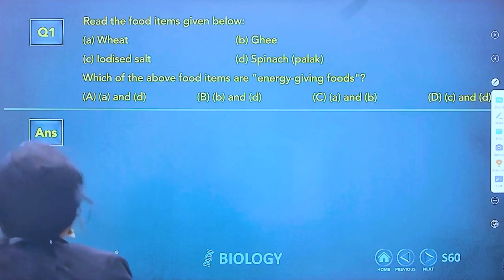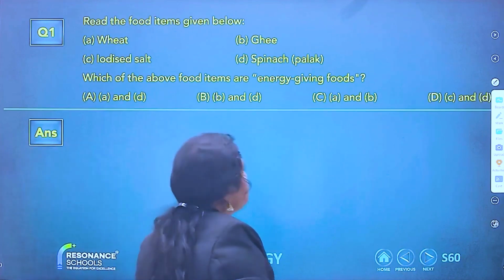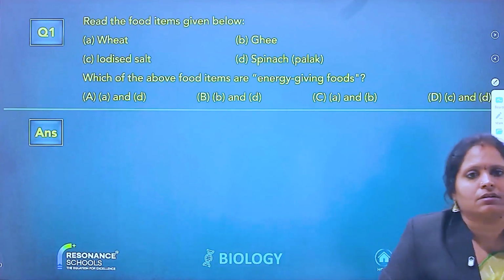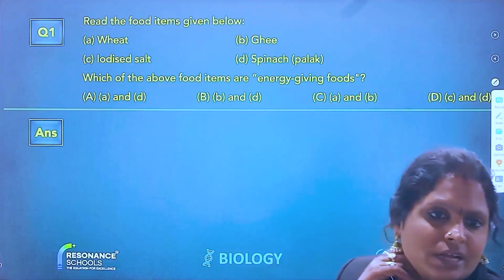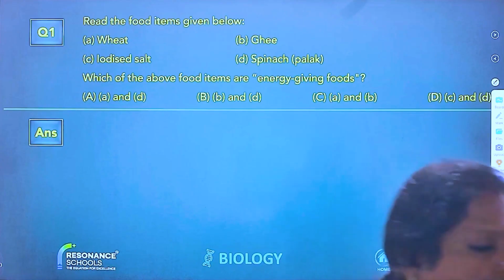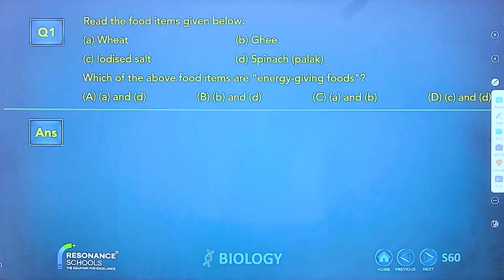Read the food items given below. Which of the food items are energy giving foods? Give the answer. What are the energy giving foods? Can you type the answer here? Type the answer please.